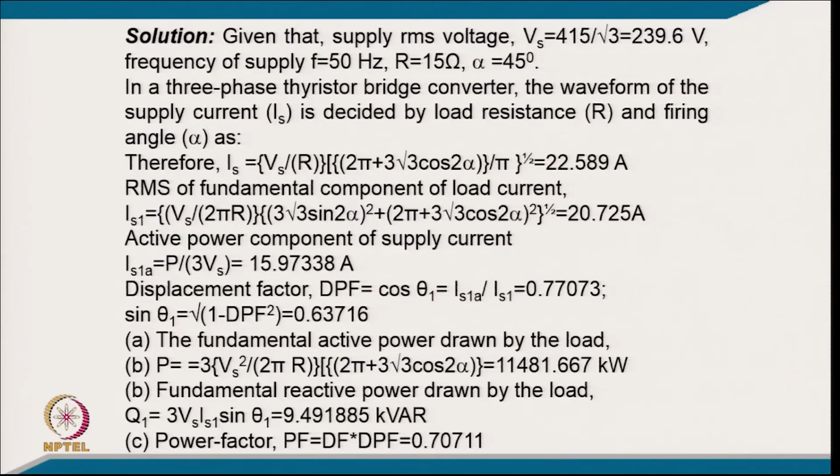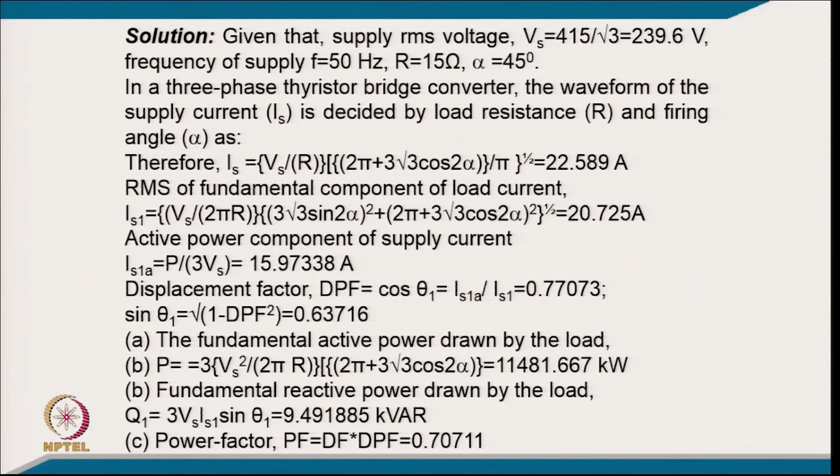Given that the supply phase voltage will be 415 by root 3, that is 239.6 volt, frequency 50 hertz, load resistance 15 ohm and firing angle 45 degree. In a 3-phase controlled bridge converter, the waveform of the supply current is decided by the load resistance and firing angle. You can calculate from this relation, so it comes to 22.589 ampere, and the RMS of the load current from this relation is 20.725. The active power component will be P upon 3 Vs, that is 15.97 ampere.